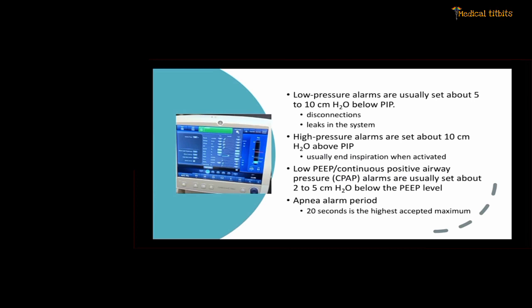It will usually end the expiration when activated. Low PEEP or continuous positive airway pressure alarms are usually set about 2 to 5 centimeters of water below the PEEP level. And for the apnea alarm, a period of 20 seconds is the highest accepted maximum.